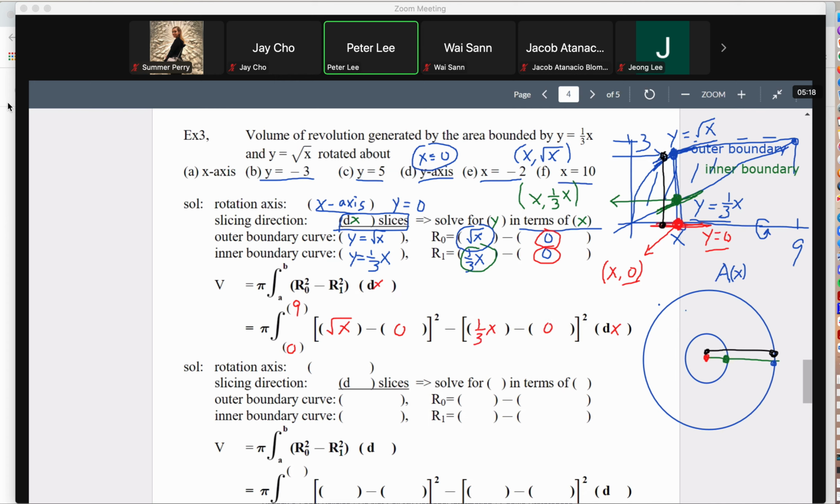This is how the integral looks. And if you simplify this, what does that become? That becomes the integral from 0 to 9 of pi times x minus 1 over 9 x squared, dx. That will be the volume. Volume setup.